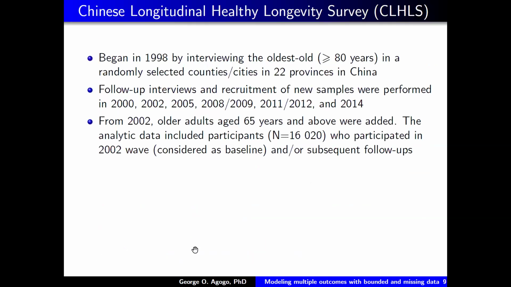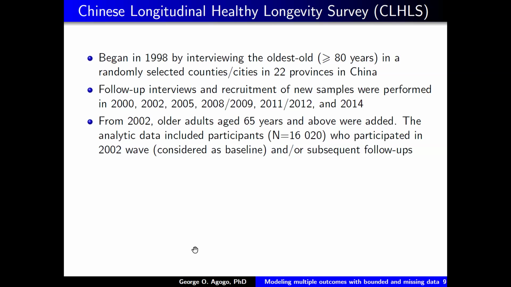Now, that's the theory of the joint modeling, but usually it's good to apply these methods in real life, where you are faced with a given research problem and you want to address it. So now we are using the Chinese Longitudinal Healthy Longevity Survey that began in 1998, where they interview the oldest old, so 80 years and above, in randomly selected counties in 22 provinces in China that are representative of the Chinese population. Then they were followed up and recruitment of new samples was performed in the year 2000, 2002, all the way to 2014.